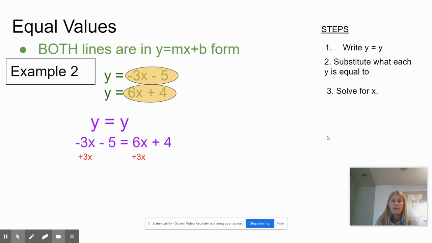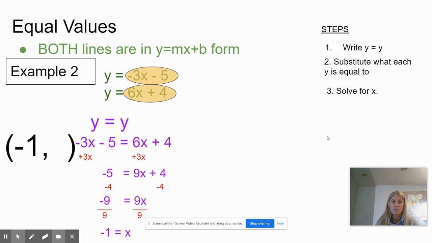So I am going to add 3x to both sides, which leaves me negative 5 equals 9x plus 4. I'm then going to subtract 4 from both sides, which gives me negative 9 equals 9x. Divide both sides by 9, and I have x is equal to negative 1. Once again, I'm only halfway through. I'm going to go ahead and plug that into an ordered pair, a set of parentheses with the negative 1 in the x position.